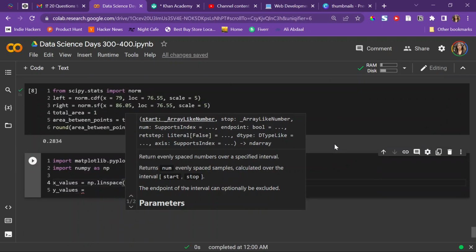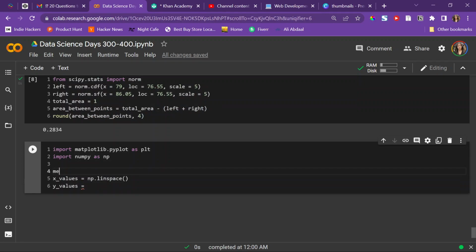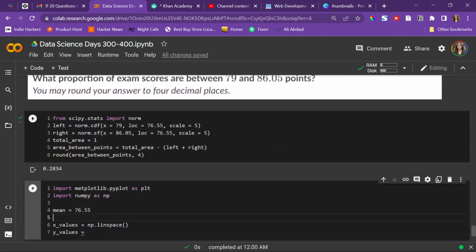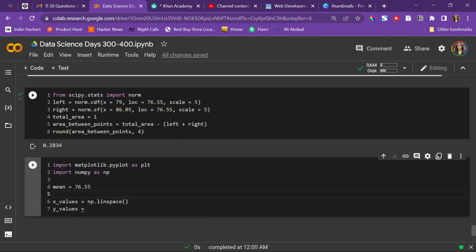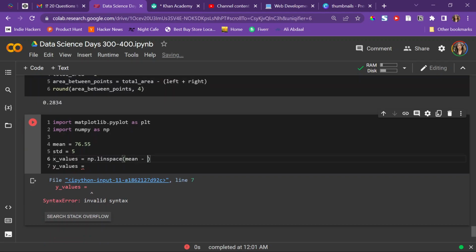So let me see, I would do the mean. Actually, maybe I'll just make it a variable and call it 76.55. And I'll do the standard deviation and set that equal to 5. And so over here, I'll just set that to the mean minus 3 times the standard deviation.